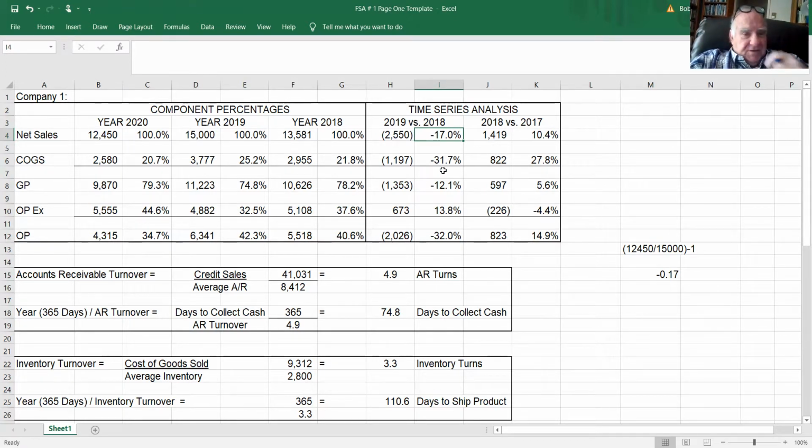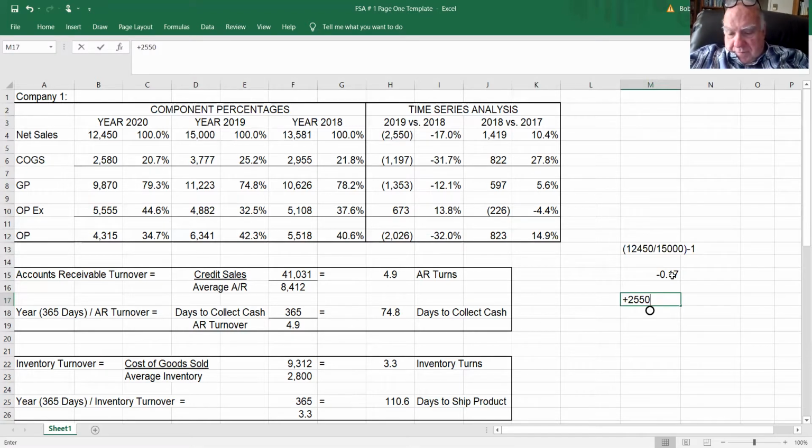The other way to do it is just take the 2550 and divide it by 12,450, and you should get the same thing. Plus 2550 divided by 12,450 should get the same thing, and you get 20 point something. That did not work for whatever reason. Yep, follow my formula, the Bob formula. That's the only way to go, okay? So we're showing you how to do the time series analysis.